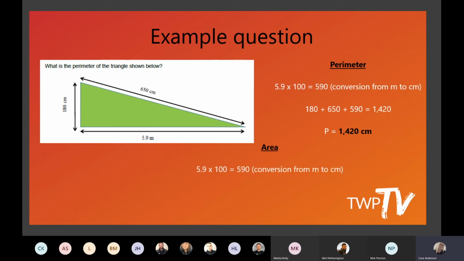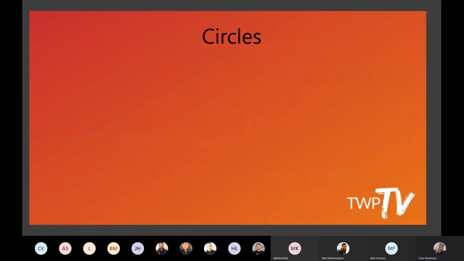When it comes to the area, again, exactly the same. Show that conversion, and then work it out as if it was a rectangle, length times width, but then just make sure you divide it by 2, because your triangle is half of your rectangle, giving me the answer of 1,062 meters, not forgetting your little squared. You will lose marks if you don't put meters squared if you're working out an area, so make sure you remember that.